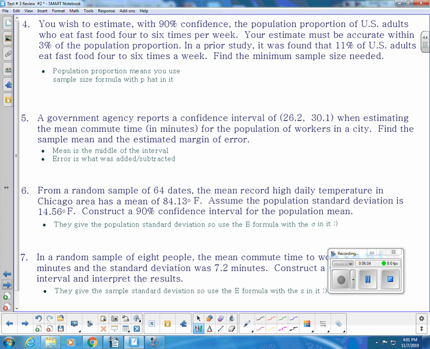So you have 3 sample size formulas. One has a population standard deviation, one has a sample standard deviation, and one has a population proportion, the p-hat and the q-hat things in it. So this one is on population proportion, so you need to use this formula. Sample size equals p-hat times q-hat, times the confidence level over the error, squared. The error is where it says within, it must be accurate within a certain amount. That's your E.